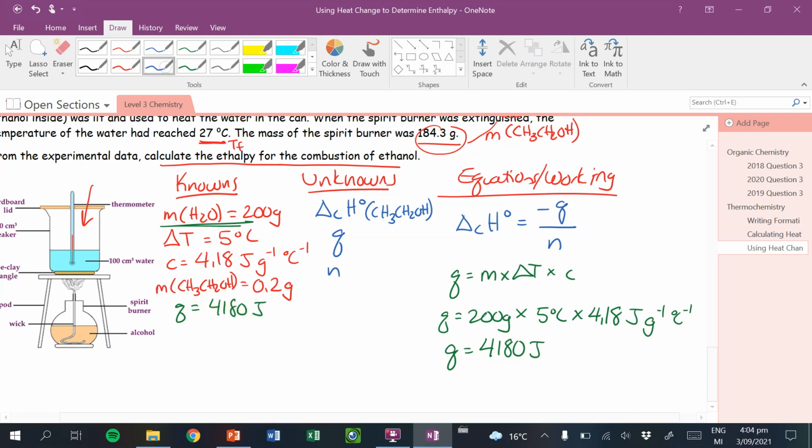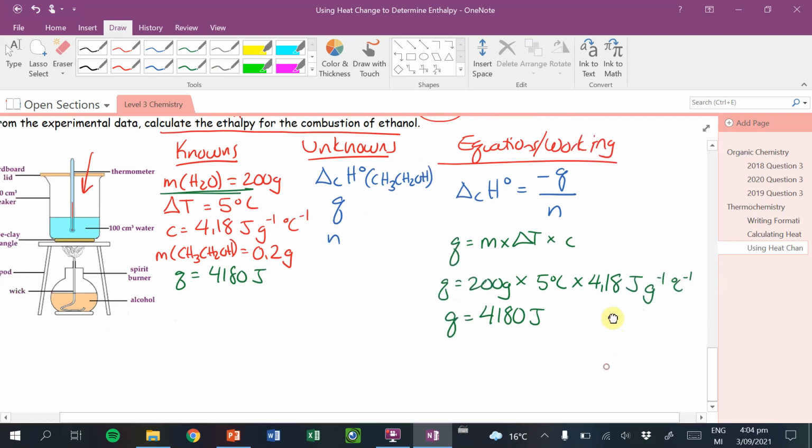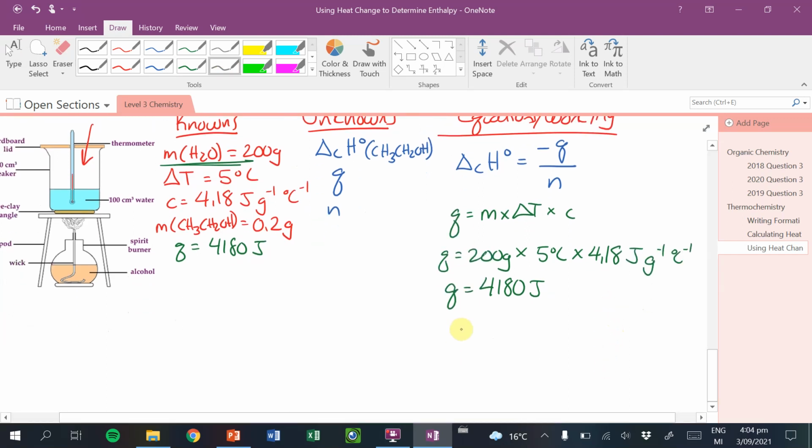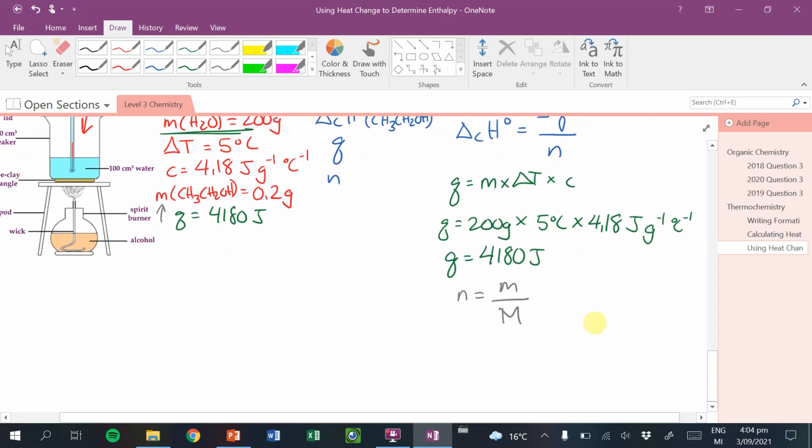All right, the other thing I now need to know is the moles. So N equals the mass divided by the molecular mass. Once again, I know what the mass is, and I want to take the mass of the ethanol because that's what's burning and that's what's doing the chemical reaction. The only thing that's then missing is the molecular mass. I can figure that out by looking at the formula that I've been given.